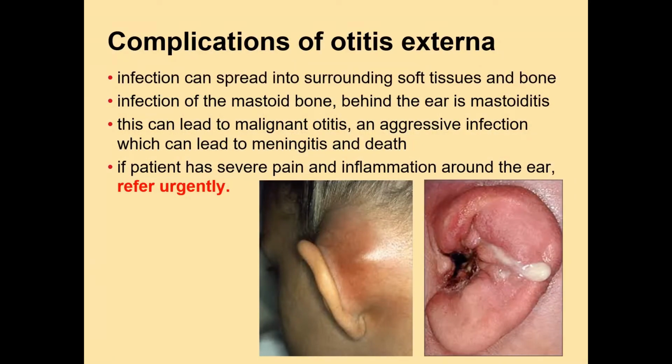Complications of otitis externa, quite rare but potentially very serious. You can see in these images we've got redness and inflammation behind the ear. That area behind the ear, the bone behind the ear, is called the mastoid bone, and the condition you're looking at here is mastoiditis, so it's inflammation of the mastoid. And the image on the right, you can see it's a severely inflamed and infected external ear and ear canal. There's a lot of inflammation, there's pus exuding from it.